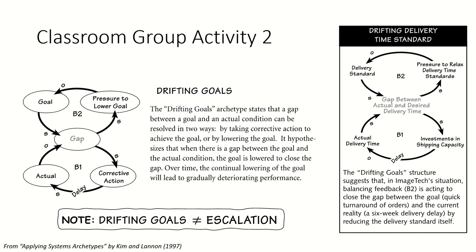So let's go ahead and, with your group in the last couple minutes we have, see if you can start to come up with a drifting goals example. Drifting goals is different than escalation. It has two balancing feedback loops. One of them has a corrective action where you notice a gap in performance causing you to correct the action to hopefully increase your performance. But on the same side, that gap in performance also gives you a pressure to lower your goal, and that is another way to reduce the gap in performance. So on the bottom side, you're increasing your performance. On the top side, you're decreasing your goal. And this is the so-called drifting goals archetype.